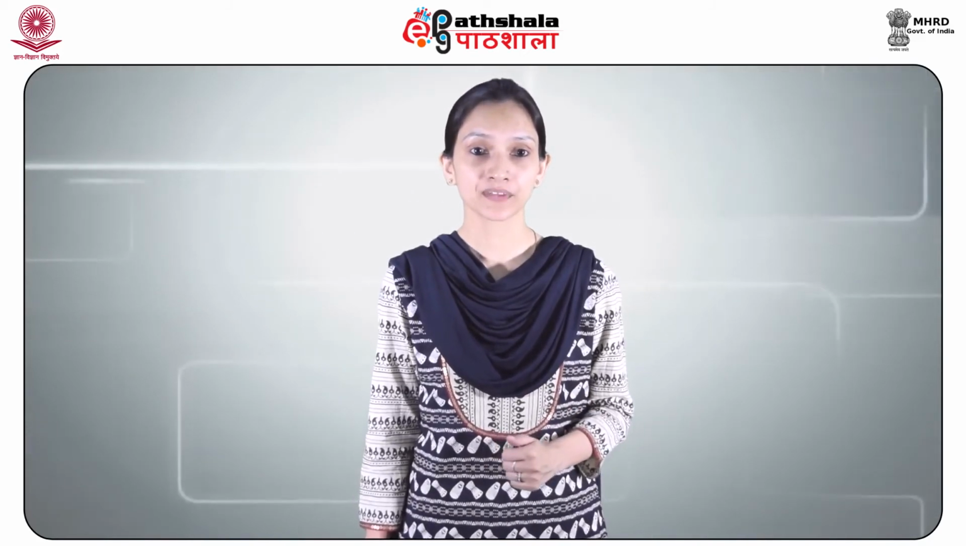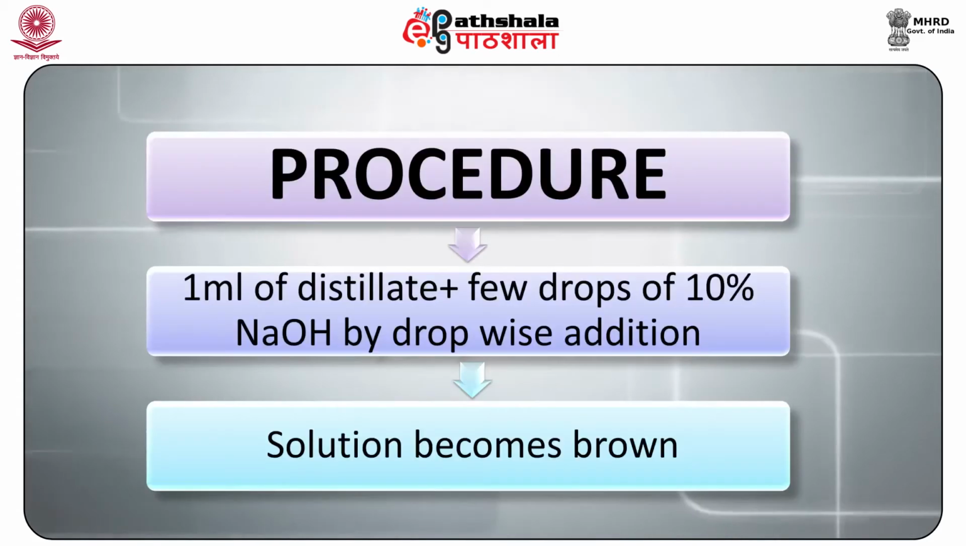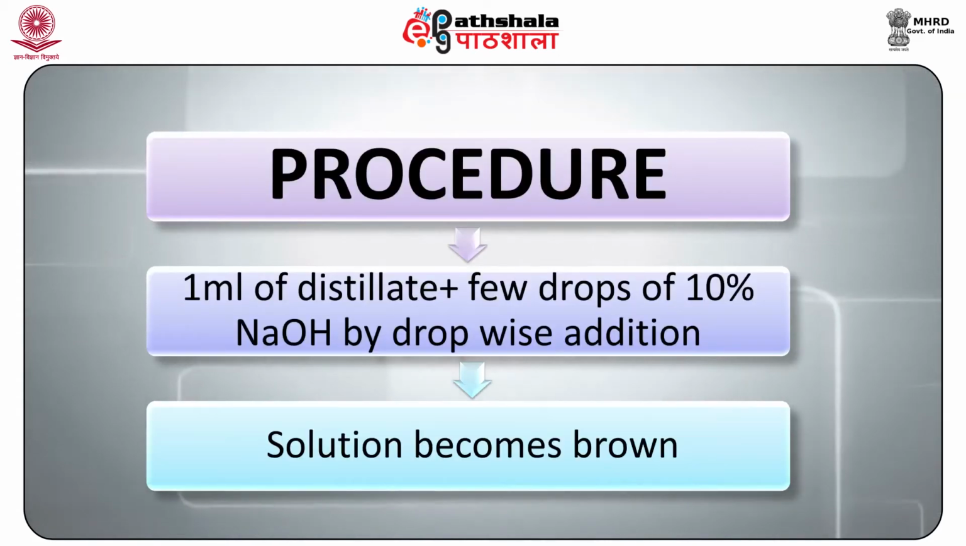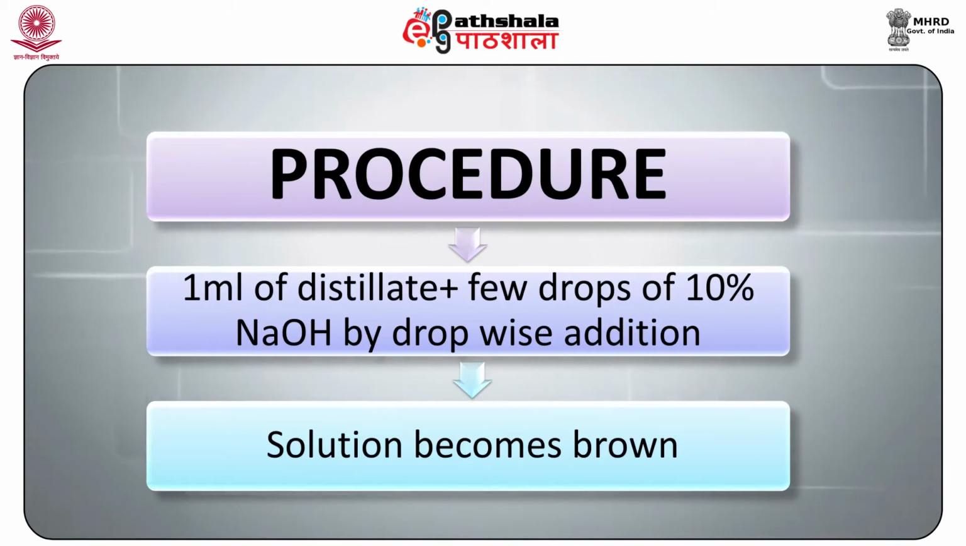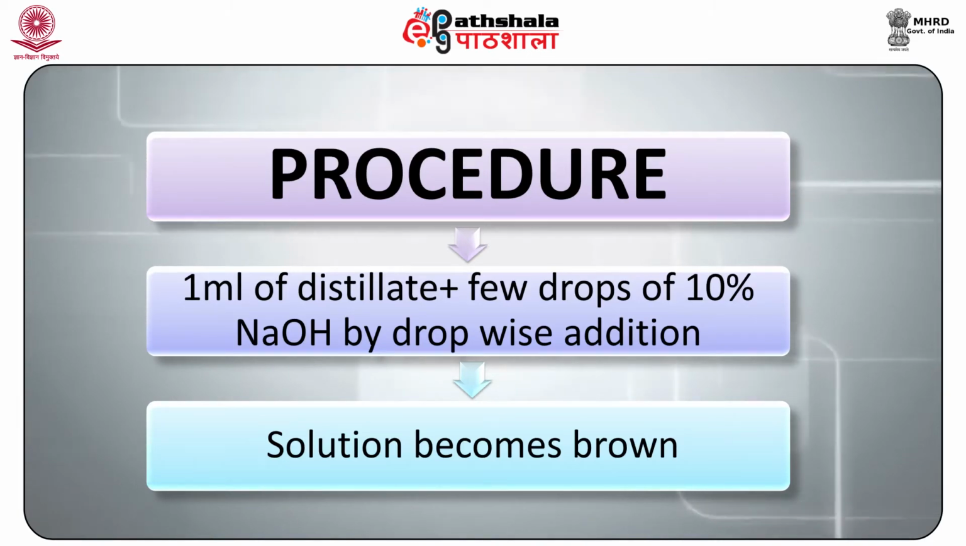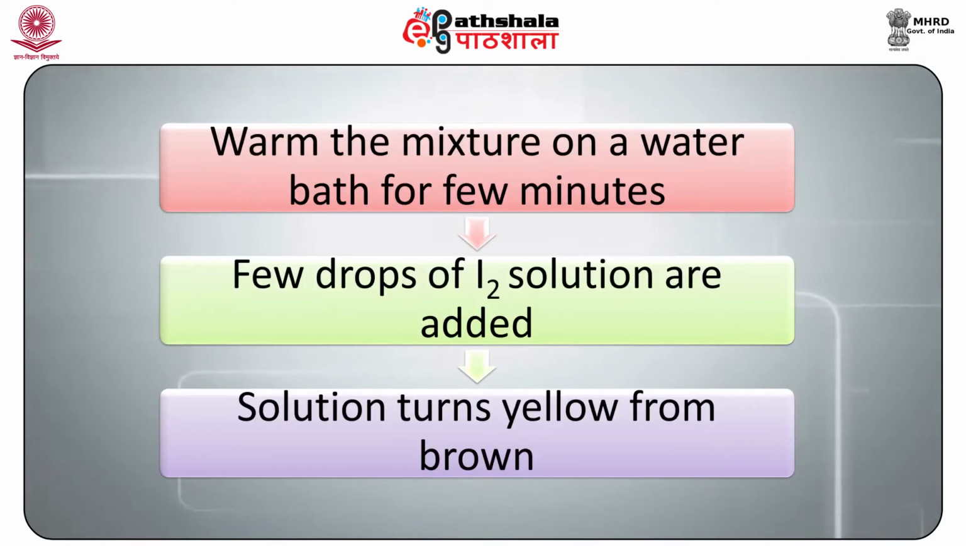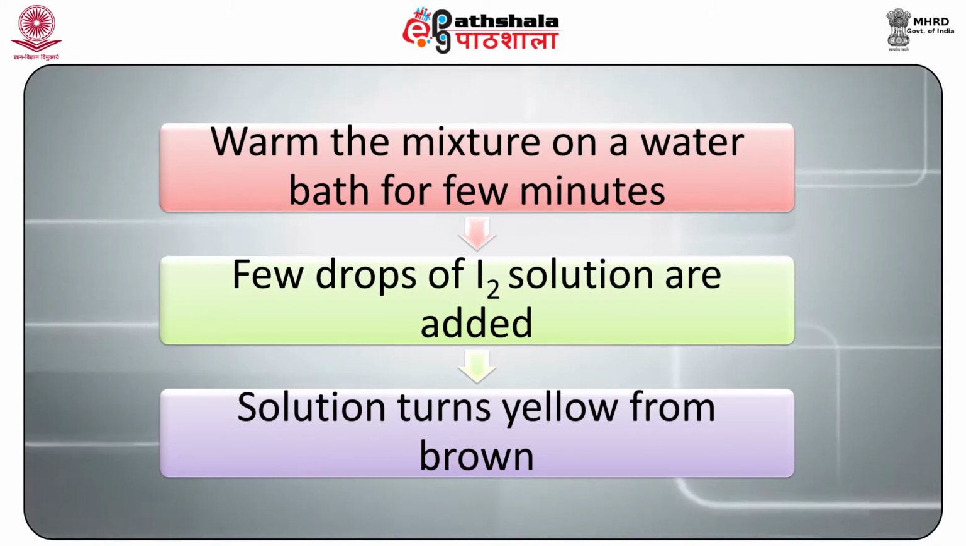Next is chemical analysis of ethyl alcohol. The following tests are to be carried out for the detection of ethyl alcohol in the exhibits. First is the iodoform test. Take 1 ml of the distillate and add a few drops of 10% NaOH to it. This is followed by drop-wise addition of iodine until the solution becomes brown. The mixture is warmed on low flame or water bath for a few minutes.